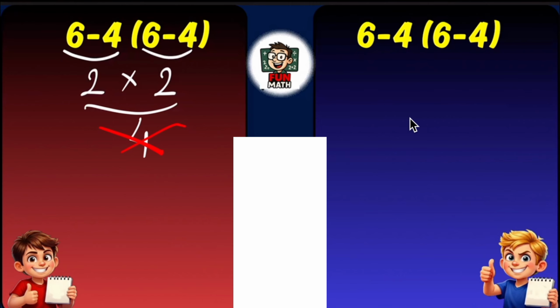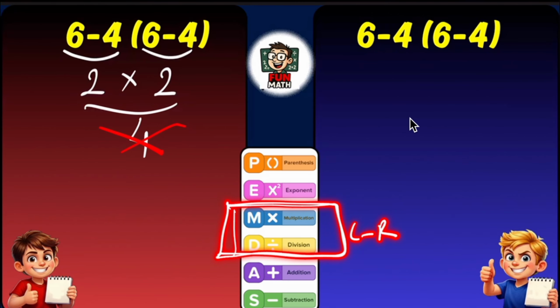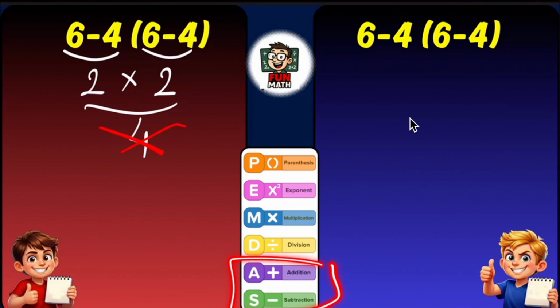The order of operations is coded as PEMDAS. P stands for parentheses, E stands for exponent, M stands for multiplication, D stands for division, A stands for addition, S stands for subtraction. Okay, here we have another rule. There is no order between multiplication and division; the operations are done from left to right. Similarly, there is no order between addition and subtraction. Operations are done from left to right.